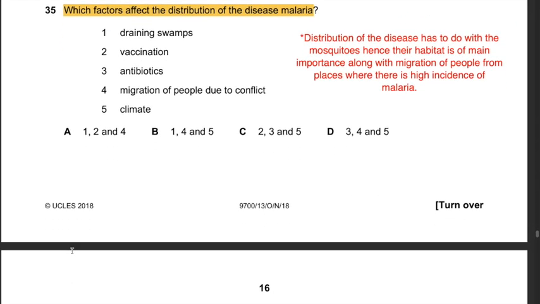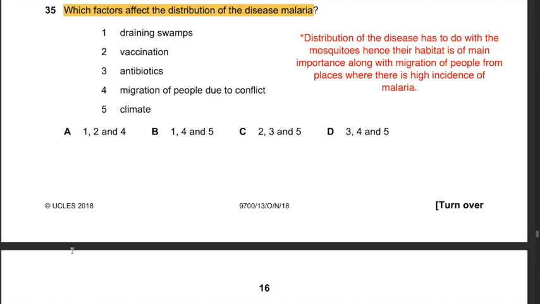Question 35. Which factors affect the distribution of the disease malaria? Distribution of the disease has to do with the mosquitoes. Hence, their habitat is of main importance, along with migration of people from regions where there is high incidence of malaria. Therefore, if you go to the answers, draining swamps, yes, that does affect the distribution of the disease malaria as it affects their habitat.